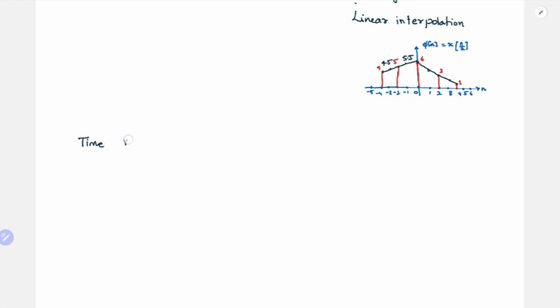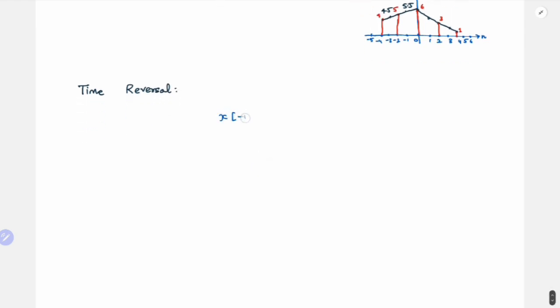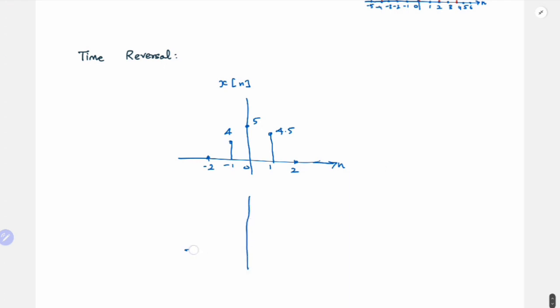Time reversal. This one is easy. You just have x of minus n. Replace x of n with x of minus n. So let me take my x of n as some signal: 5, 4, 4.5 and let's say 0, 1, 2. Here all zeros, and minus 2, zeros. So what will be my x of minus n?